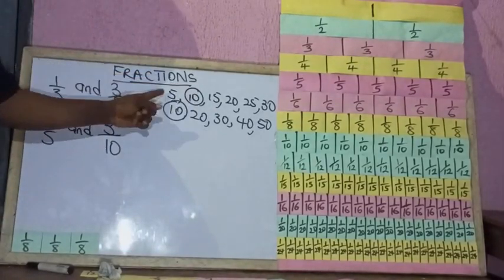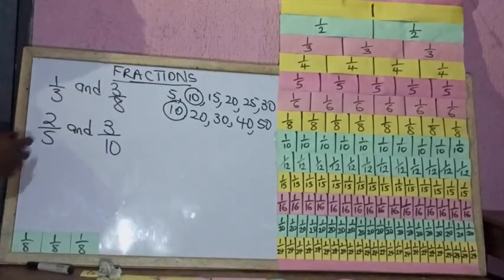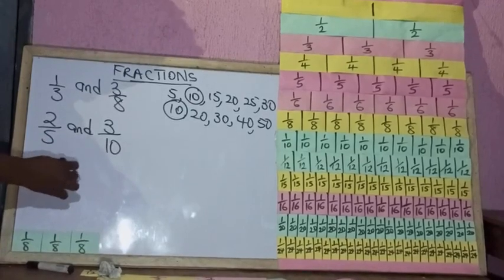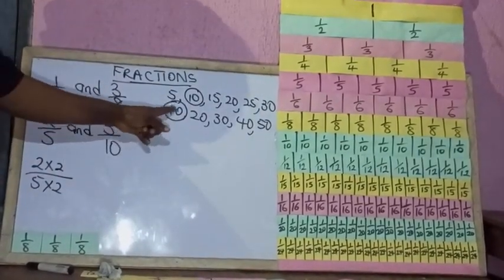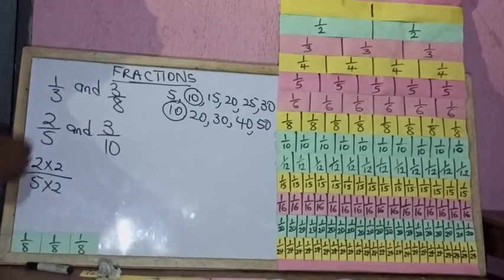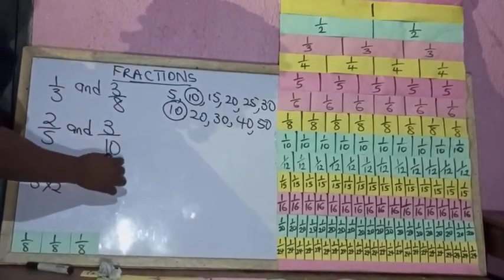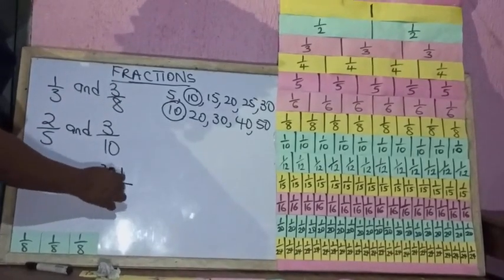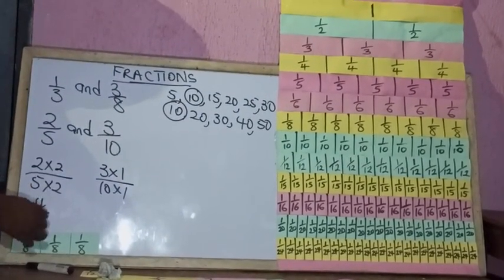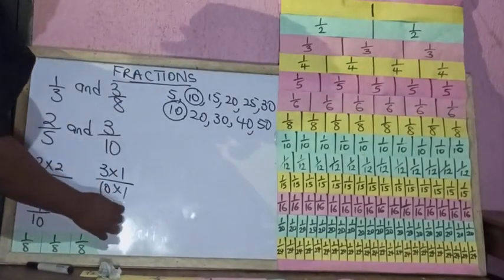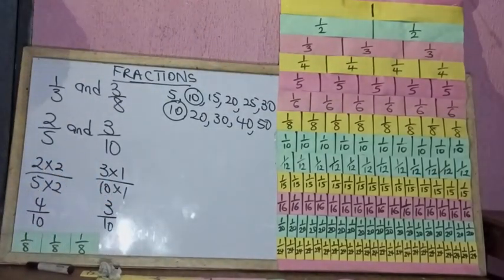Now, 10 is the second multiple of 5. So for 2 over 5, we have 2 times 2 over 5 times 2. Then 10 is the first multiple of 10. So for 3 over 10, we have 3 times 1 over 10 times 1. And 2 times 2 will give us 4. 5 times 2 is 10. Then we have 3 over 10. So obviously, 4 over 10 is bigger than 3 over 10.